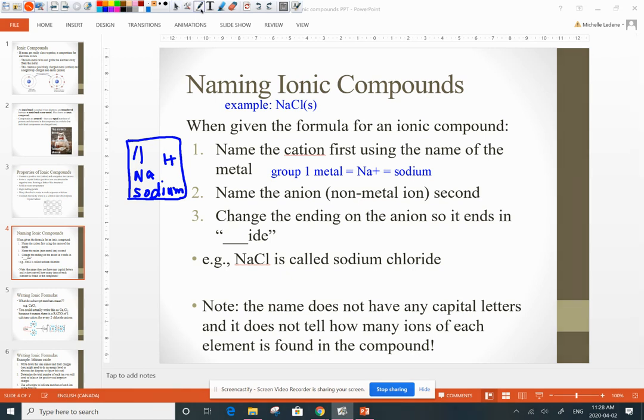And sodium, again, is one of our group 1 metals. We know he has a positive charge. So Na positive, name is sodium. So that's going to be the first word in the name, sodium.